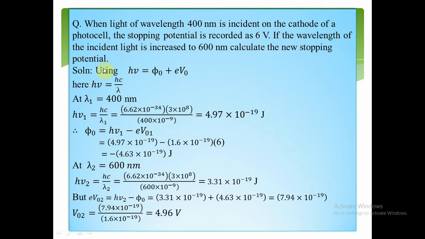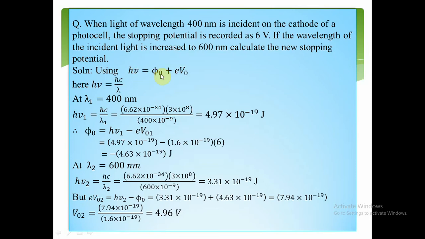potential. Here, the two wavelengths are given, but at the same time, he asked to calculate the stopping potential for the second wavelength. By using the Einstein photoelectric equation, we can calculate. But if you properly observe the problem, the work function remains the same for both wavelengths. Therefore, first we will calculate the work function using this equation.